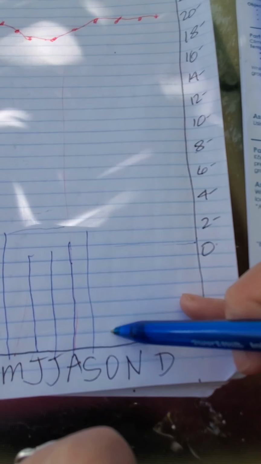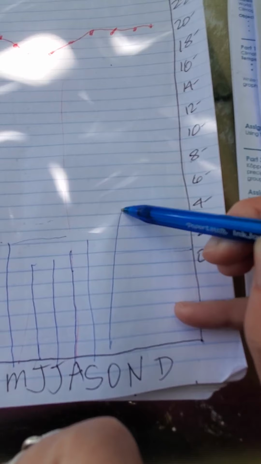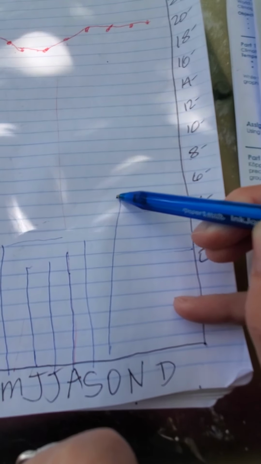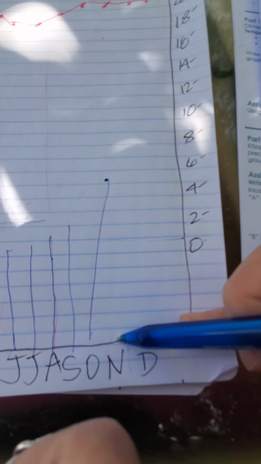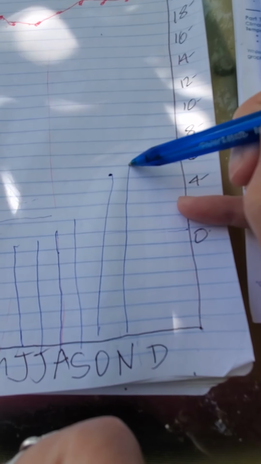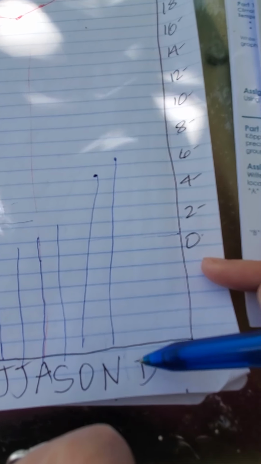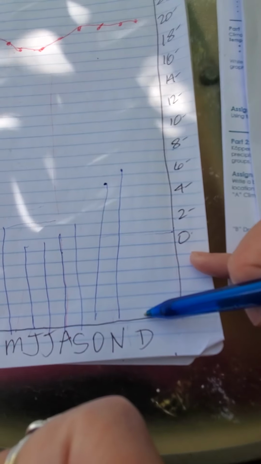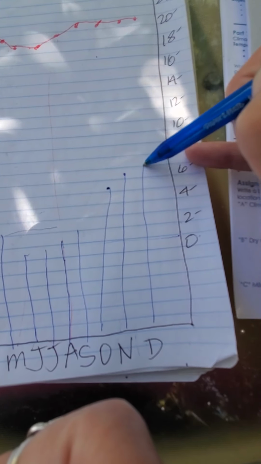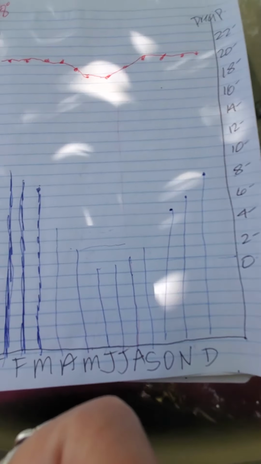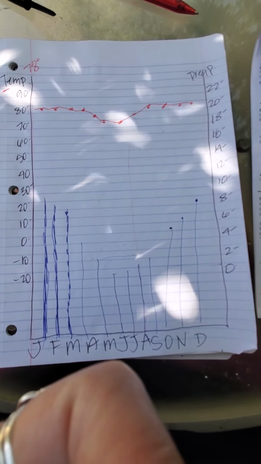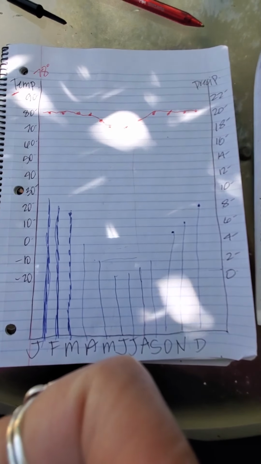So 4.5, 6, 8. So October, we're gonna go up about 4.5. Ooh, he's all crooked. That's okay. November was 6. December was 8. Okay, there we go. Got my Climograph.